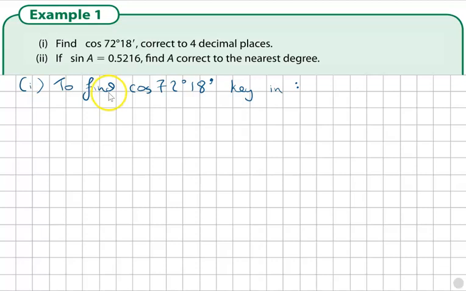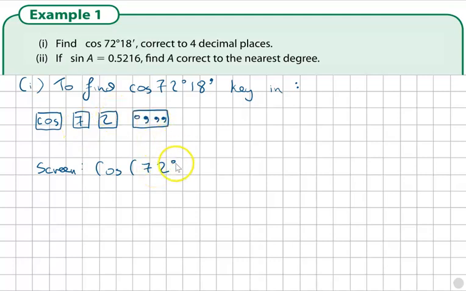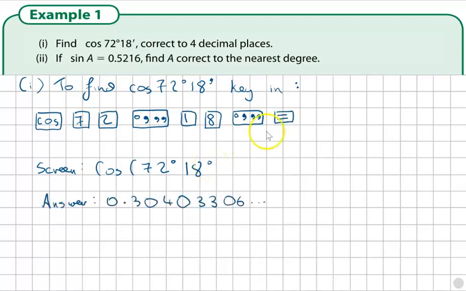So part 1, to find cos 72 degrees 18, press the cos button, and this will come up on your screen. 7 and 2. The degrees button. So this might come up as a little square or a little circle, depending on your calculator. 1, 8 for 18. Press it again. Again, it'll be a little circle or a little square, depending on your calculator. And then equals. So you get 0.30403306. And round it off to 4 decimal places, that gives us 0.3040.